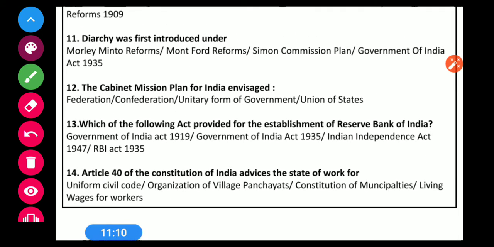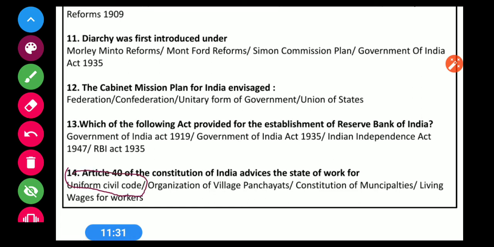Question number 14. Article 40 of the Constitution of India advises the state to work for. Options are the Uniform Civil Code, Organization of Village Panchayat, Constitution of Municipality, Living Wages for Workers. The correct option is the first option, the Uniform Civil Code.